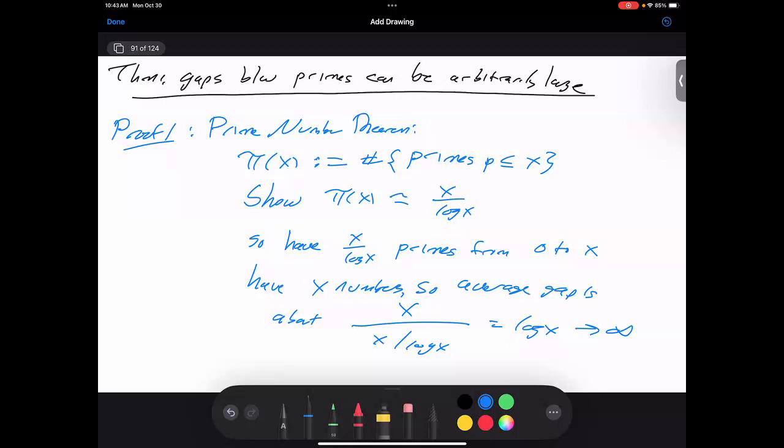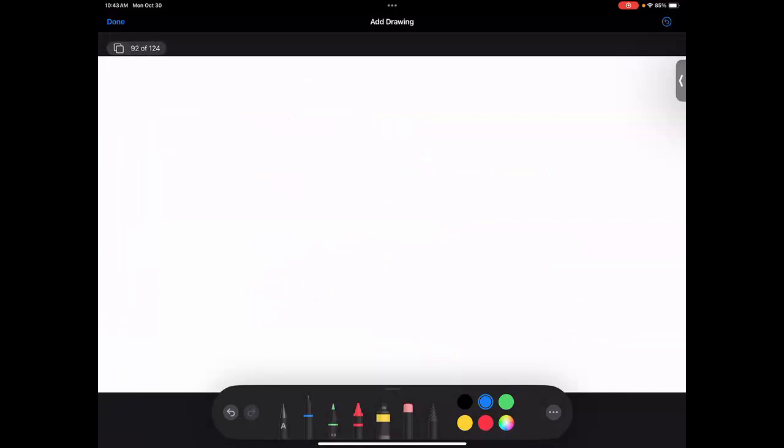So if I can prove something big like the prime number theorem, about how many primes there are, there are not enough primes to have a small average gap. So if the average gap is of size log x, then the average gap has to get very large, which means a lot of the time we have to have large gaps between numbers. So let me give you a second proof, which is more constructive.